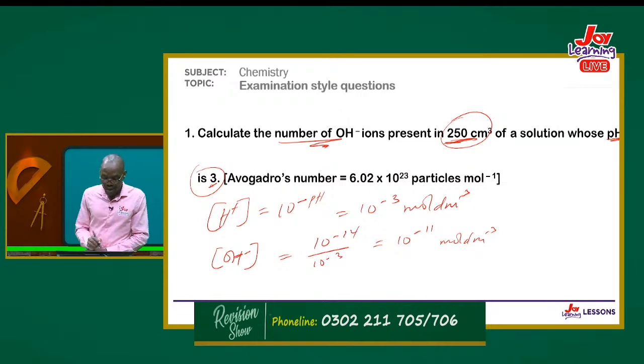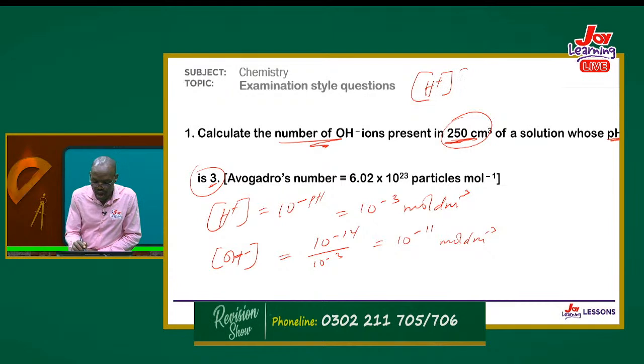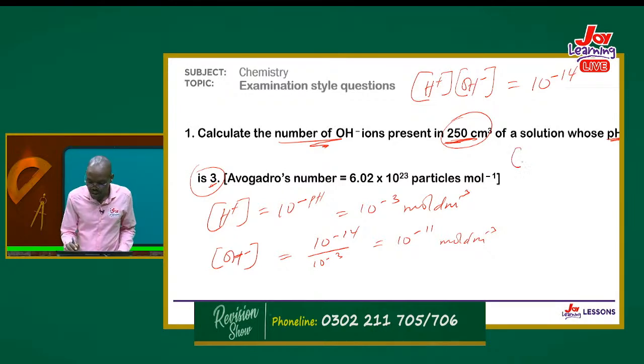Are you there? Yes. I thought it was 10 power negative 14 minus 10 power negative 14. No, look at it. We have the concentration of H plus ions times that of OH minus ions equal to 10 power negative 14. So if I'm looking for the concentration of OH minus ions, I'm going to have the concentration of OH minus ions equal to 10 power negative 14 divided by the concentration of H plus ions. Is that not it? Yes.